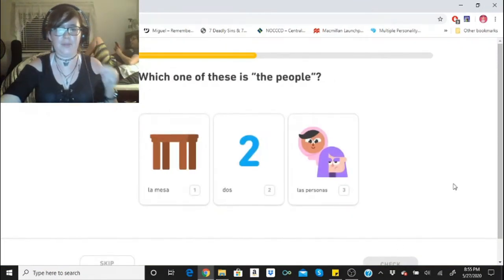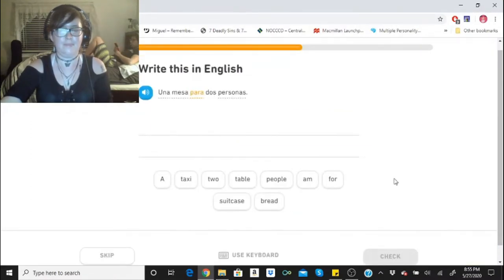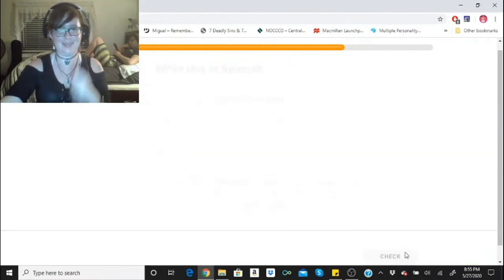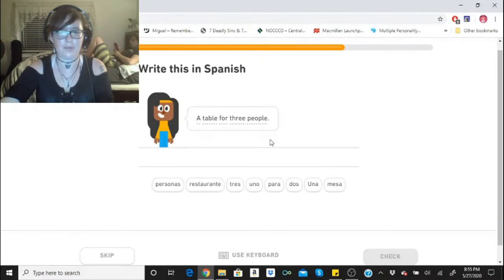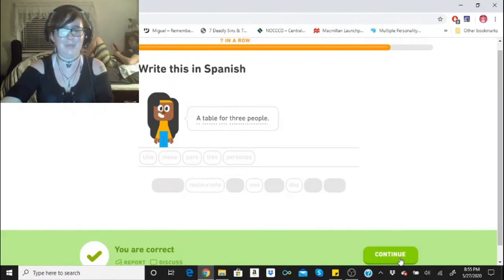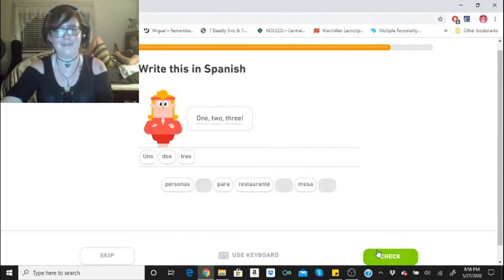Which one of these is the people? That would be las personas. Una mesa para dos personas. That would be a table for 2 people. Yes. A table for 3 people. That would be una mesa para 3 personas. Woo! 1, 2, 3. Uno, dos, tres. Woo!